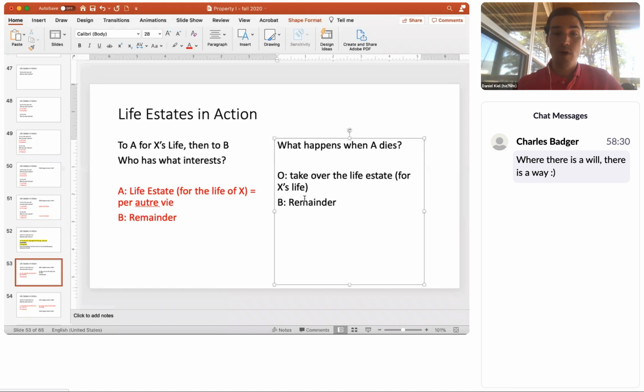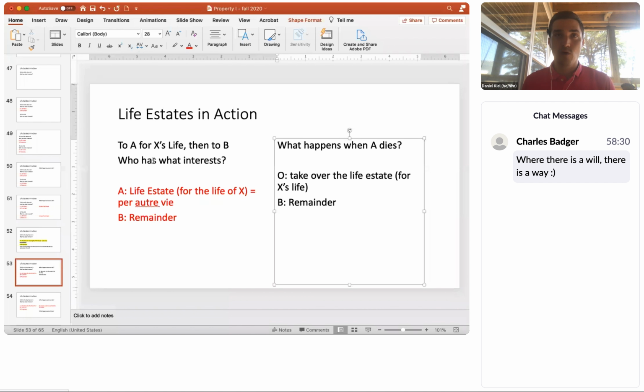So if it was just a fee simple to A and A died, the first place we look is the will, and we say, who has A given it to in A's will? If they've given it to charity, then it goes to the charity. If they've given it to me, then it goes to me. If they've given it to Jaski, it goes to Jaski, whatever. If they don't have a will, then we look at the intestate succession statute.